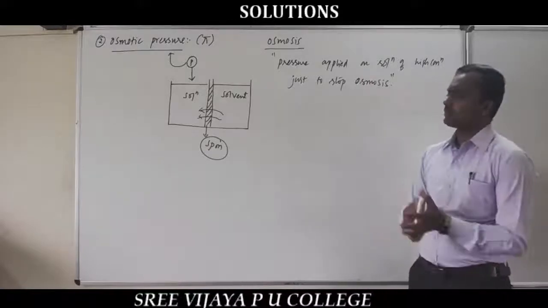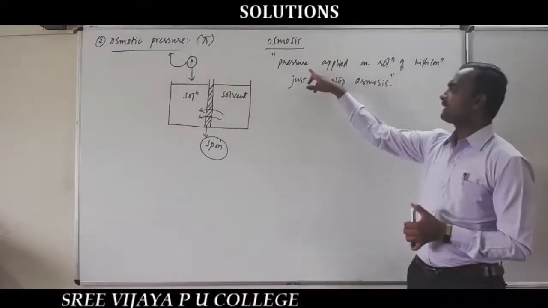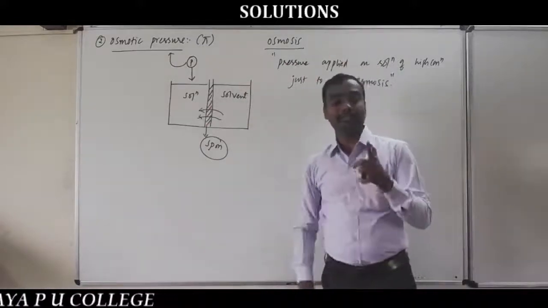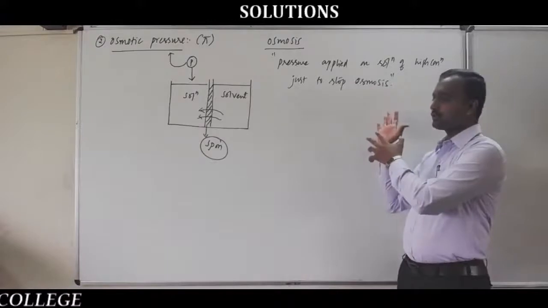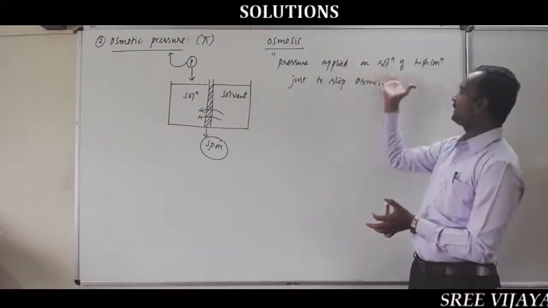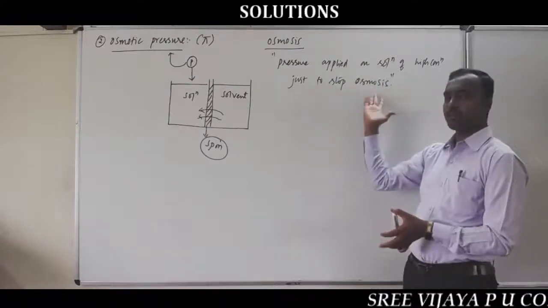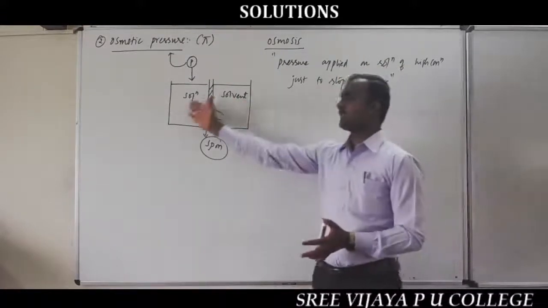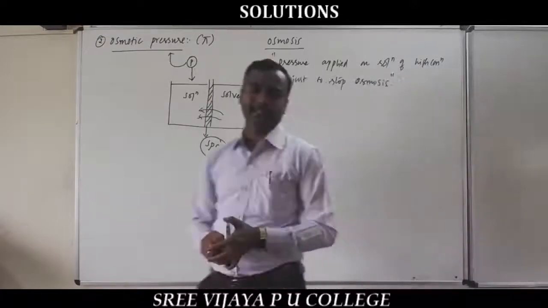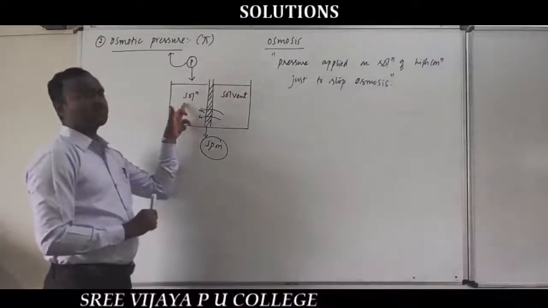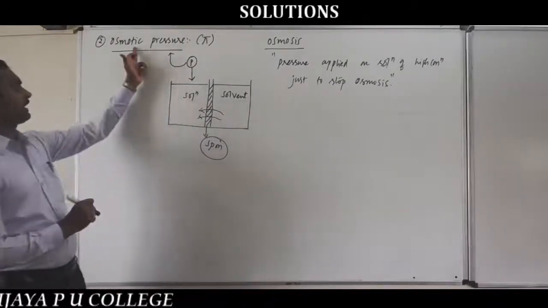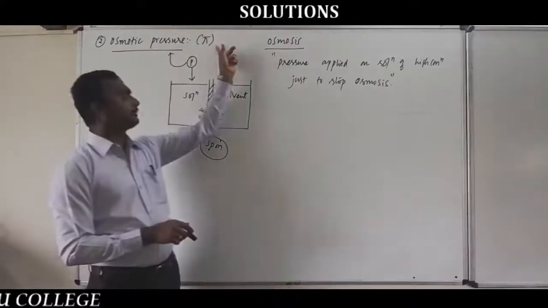Osmotic pressure is also defined as the pressure applied on the solution side just to prevent osmosis. Again, when we take a lower concentration solution and a higher concentration solution, you have to say it like this: pressure applied on the solution of higher concentration side just to stop osmosis. Or if we take just solvent on one side and solution on the other, the pressure applied on the solution side just to stop osmosis is called osmotic pressure and is indicated by pi.